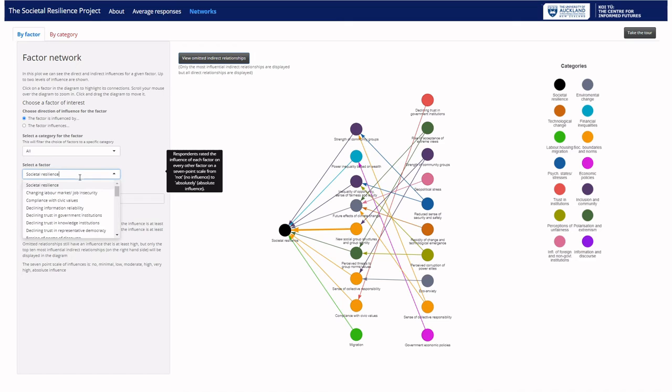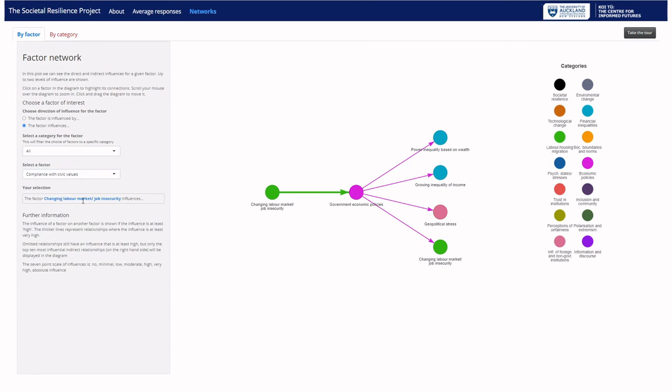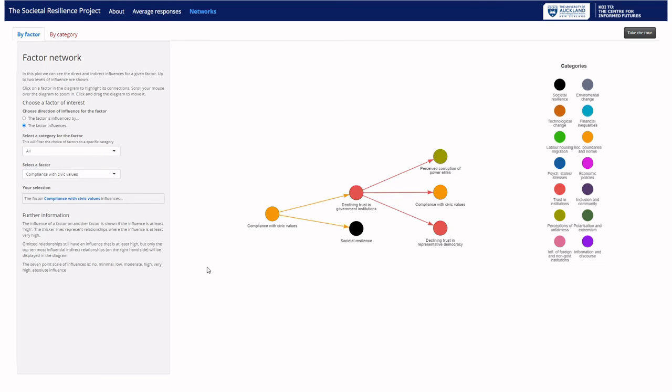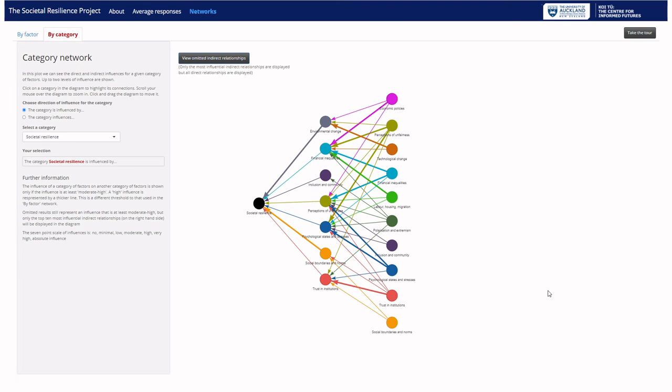You can choose which factor you're interested in. By default, we see societal resilience here, but we might be interested in arrows going the other way and seeing how compliance with civic values affects other factors. What is also good to note here is that we've actually only presented a few relationships, the ones that are the most meaningful according to some thresholds that we came up with. This is a category network, which is aggregating up the factors to those clusters that we identified earlier and representing those instead of the factors themselves.